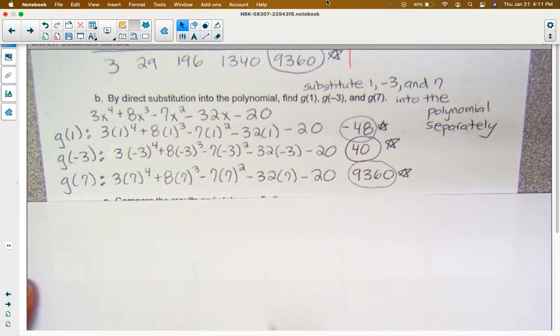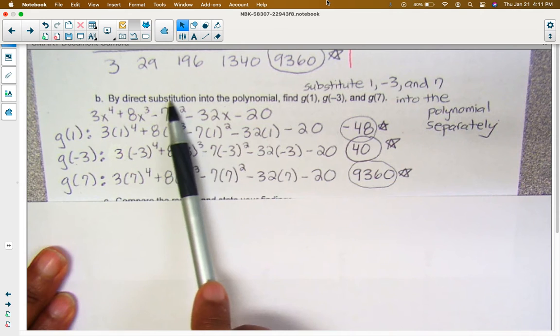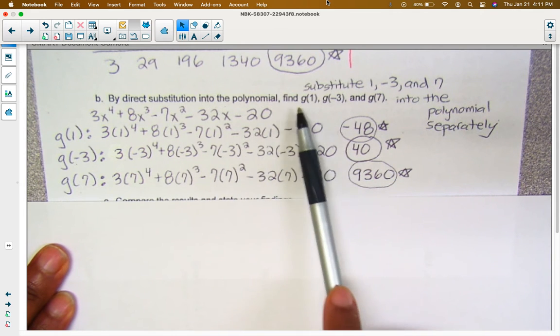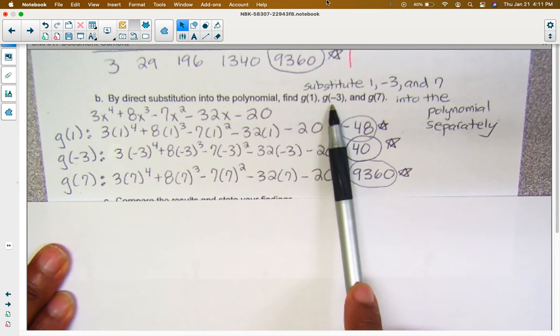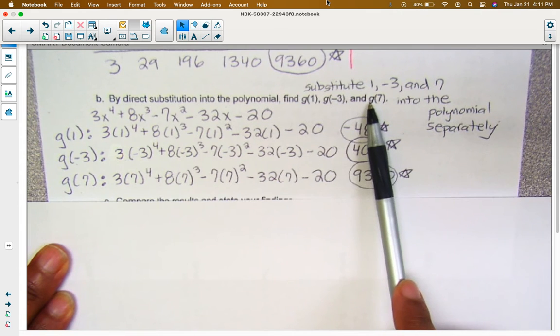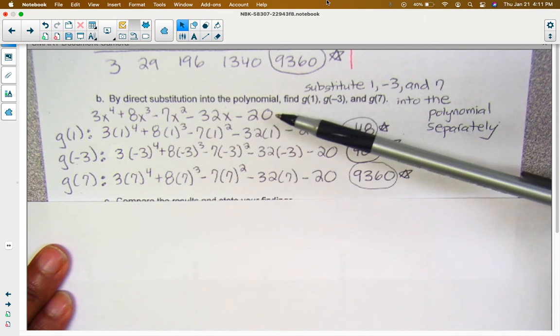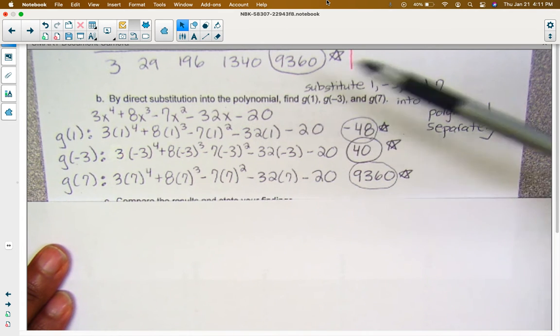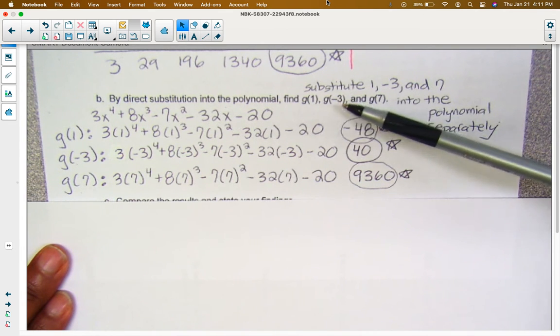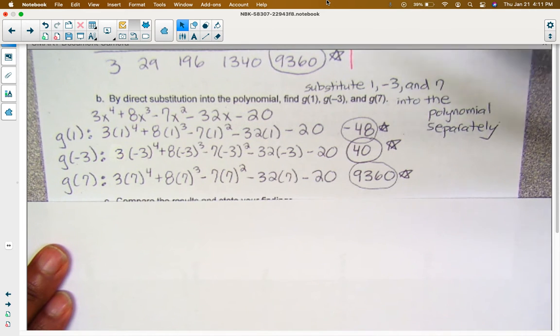Part B says by direct substitution into the polynomial, find g of 1, g of negative 3, g of 7. So I kind of wrote out in words what this means in case we didn't understand that. That means we want to substitute 1 into our function, see what we get. Substitute negative 3 into our function, see what we get. Substitute 7 into our function, see what we get.